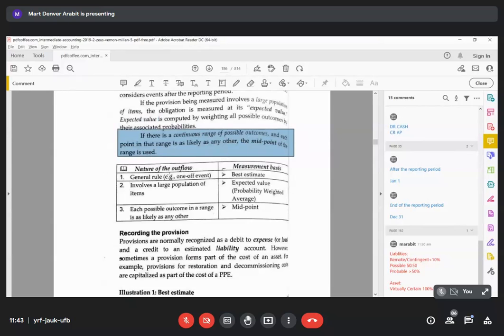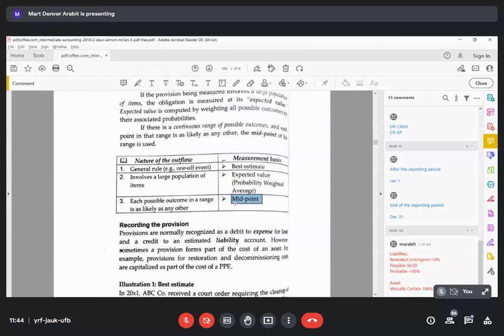So, first one, nature of outflow. General rule, best estimate yung gagamitin natin. If we are considering only one estimate, if it involves a large population of items, so there are multiple possibilities, a wide variety of ranges, then we will use expected value or probability weighted average. And if there are two possible outcomes, each possible outcome in a range is as likely as another. So parehas silang possible, then you should meet at midpoint. Technically, i-average mo lang siya. Hahanapin mo lang yung midpoint ng dalawang possibilities. Okay, sana may example.